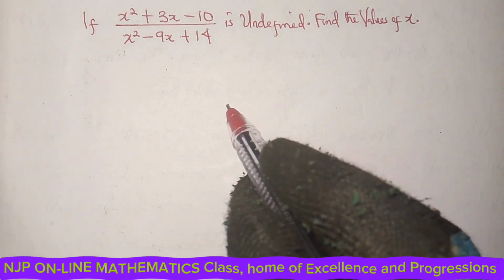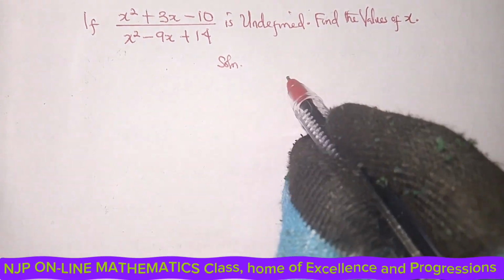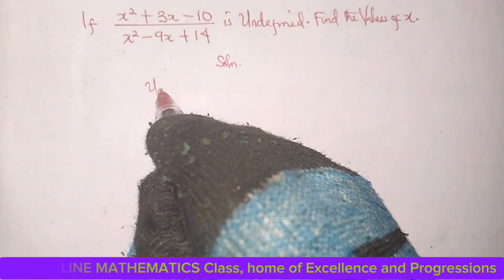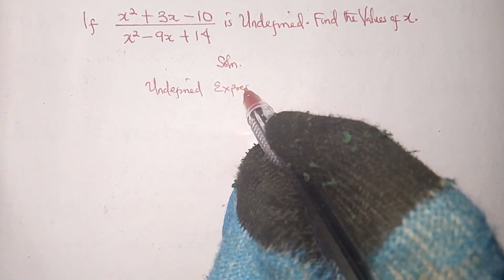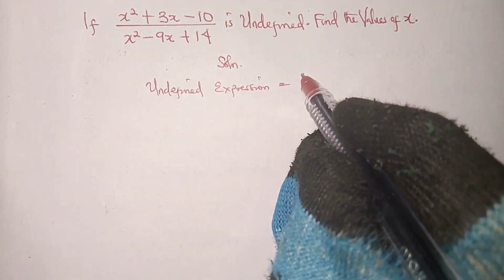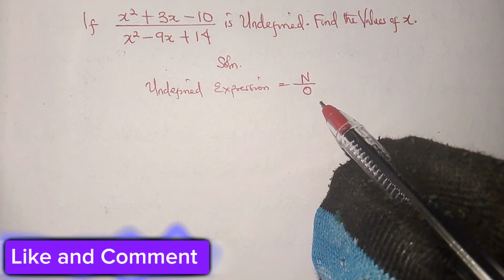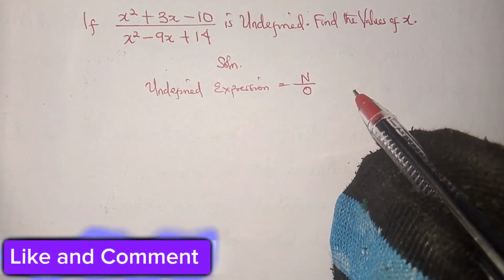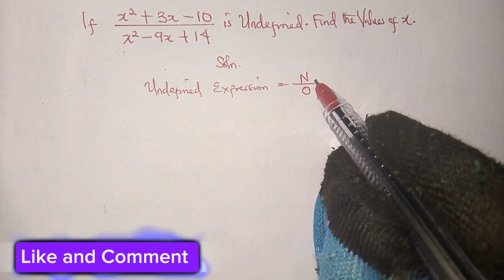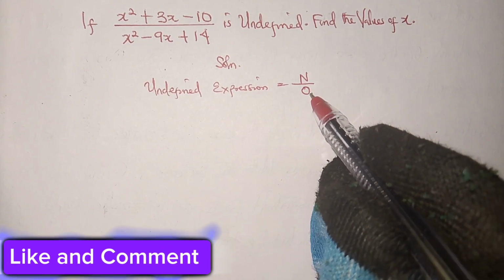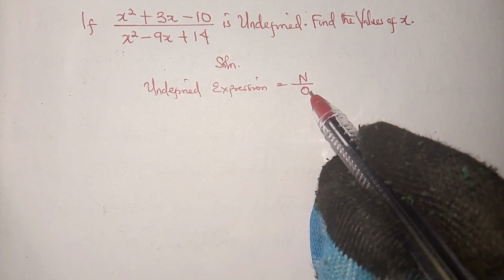So we know that for every undefined expression, the denominator must be 0 and the numerator can be any number, can be 50, can be 2, can be 3. So the numerator does not matter. What really matters is that the denominator of the whole expression must be equal to 0.